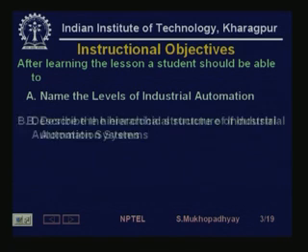The second objective is to describe the hierarchical structure of industrial automation systems, by which I mean to know what these levels do, to be able to understand how one interacts with another, what information one accepts from another, and what information it gives to the other. So that will describe the hierarchical structure.